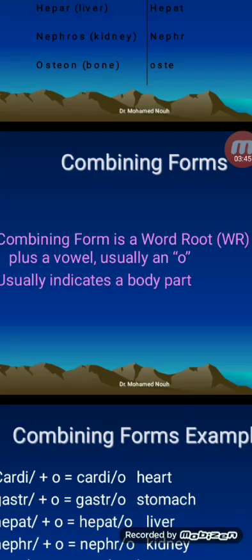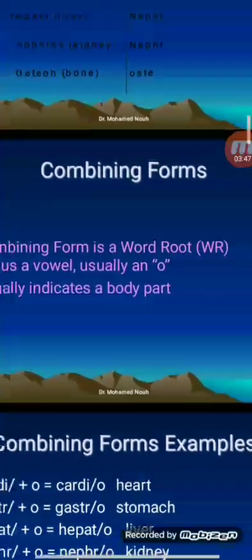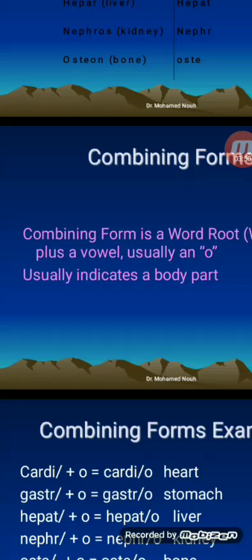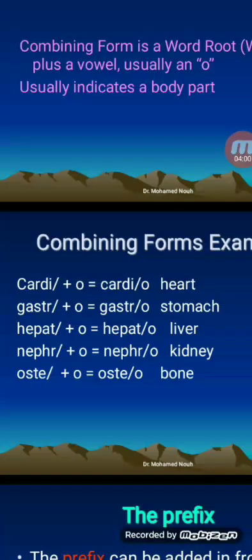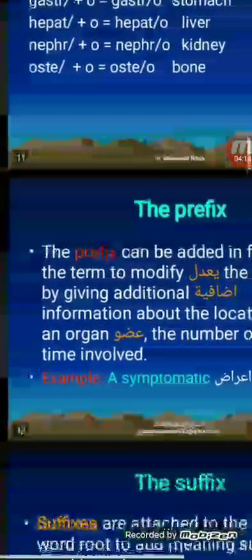Combining forms. A combining form is the word root plus a vowel letter, usually an O. It usually indicates a body part. Combining form examples: cardio, heart. Gastro, stomach. Hepato, liver. Nephro, kidney. Osteo, bone.